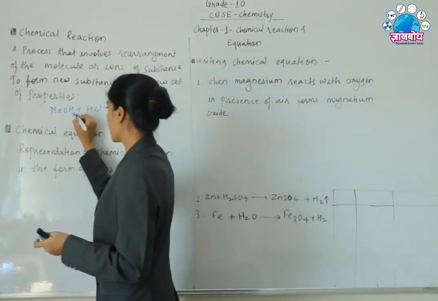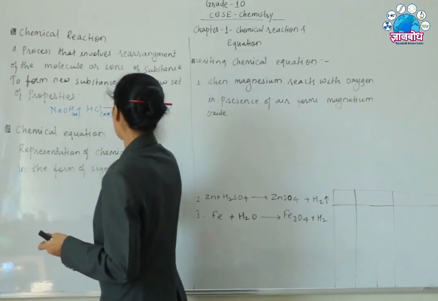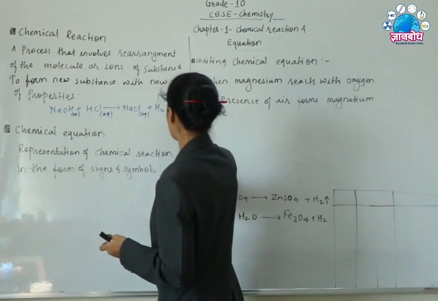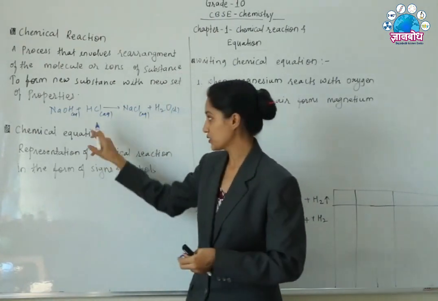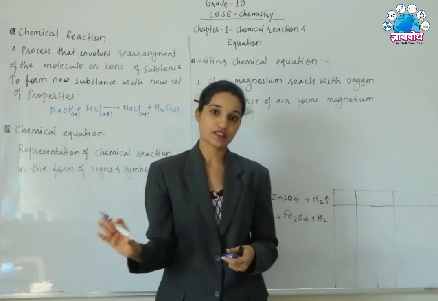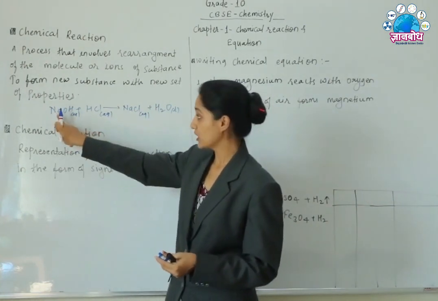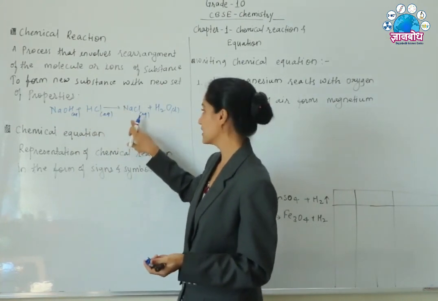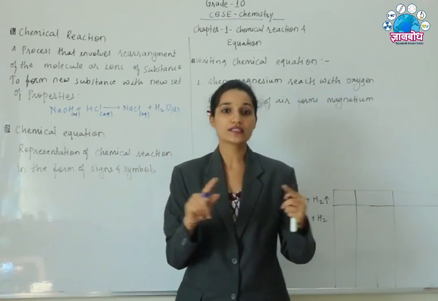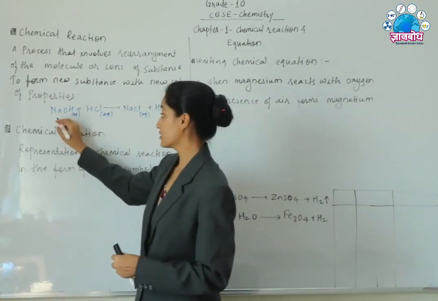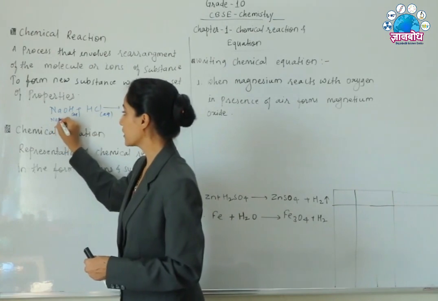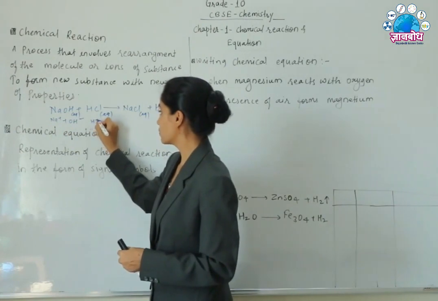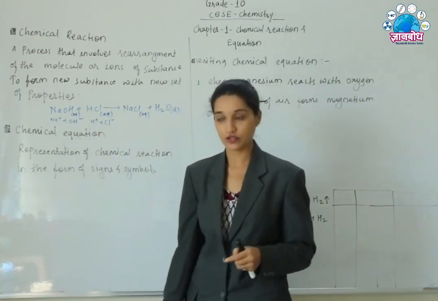All these solutions react with each other in an aqueous medium. Now what is an aqueous medium? When we make a water solution of any substance, it is called an aqueous medium. So NaOH and HCl react with each other to form NaCl and water. Now how are the ions rearranged? Here NaOH dissociates into Na plus and OH minus. Here HCl dissociates into H plus and Cl minus in aqueous solution.